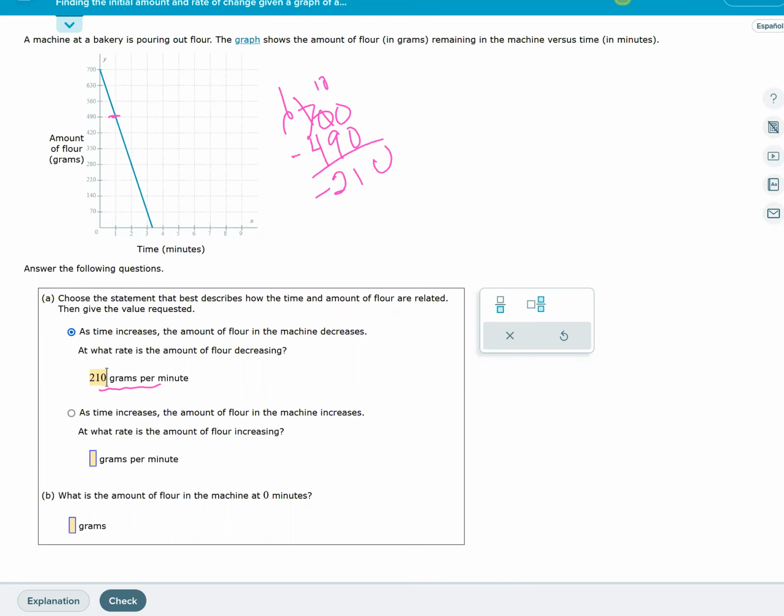And then it asks the question about what's the amount of flour at 0 minutes. So we go to 0 on the x and it's up at 700. So that's our initial amount. And that's the end of the lesson.